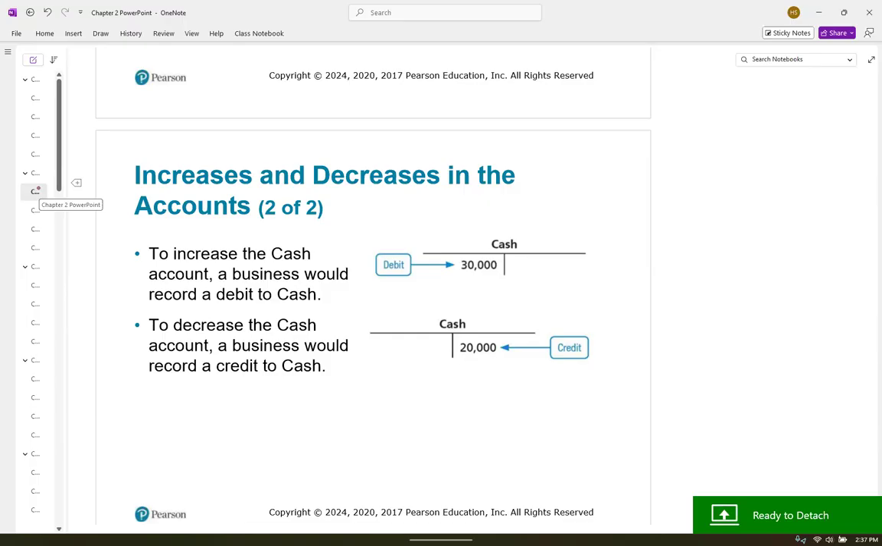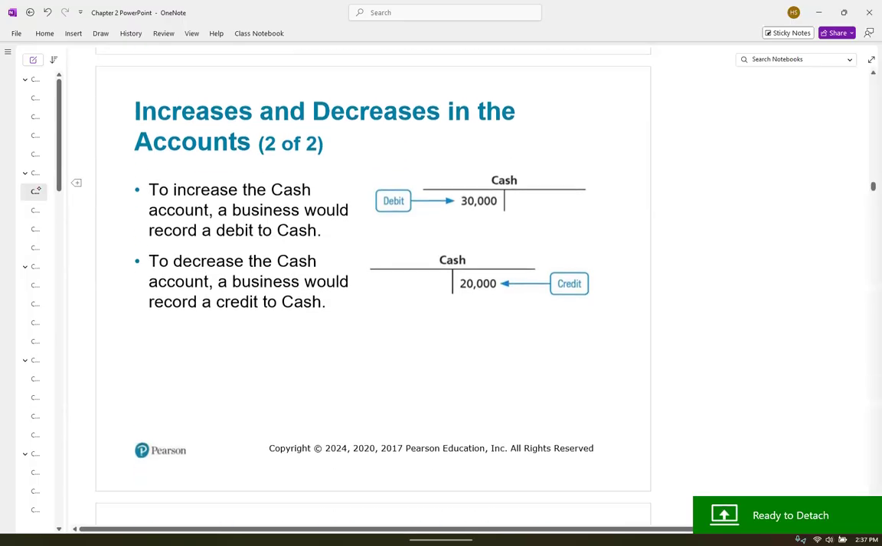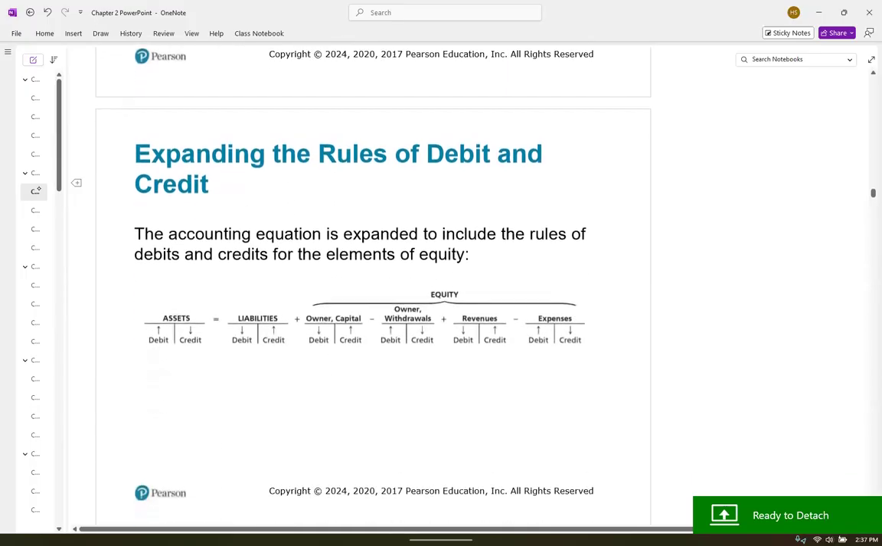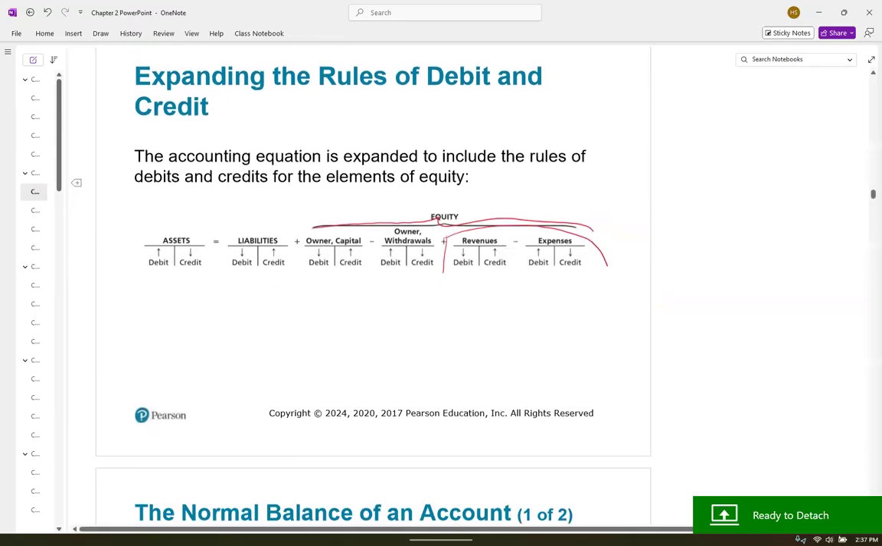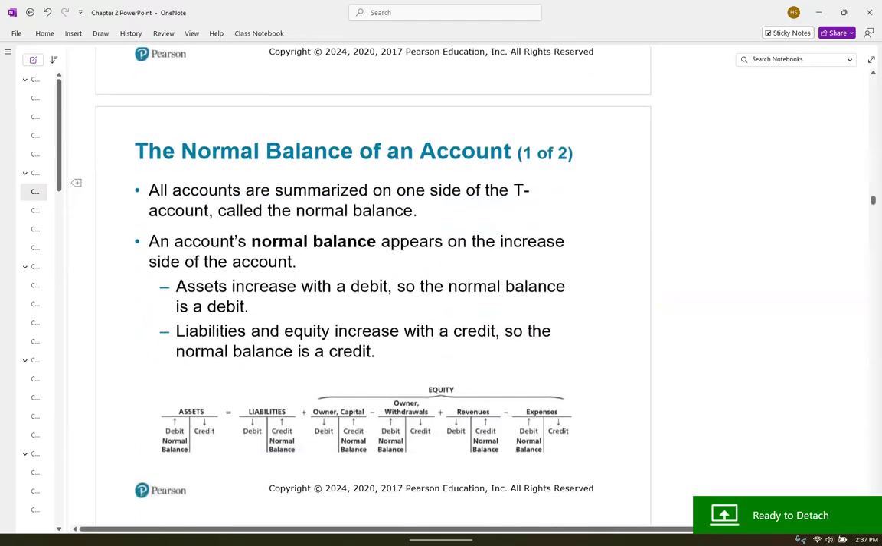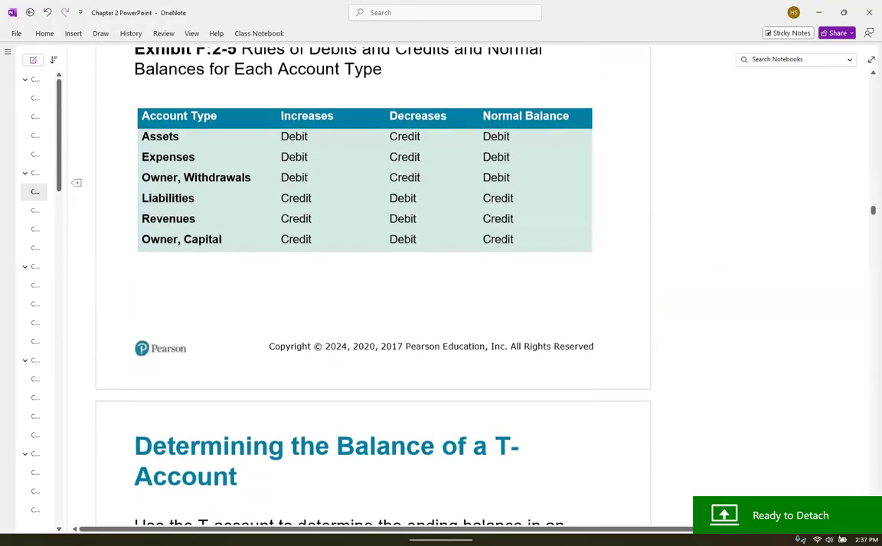If I was decreasing the cash, then crediting the cash is what we would do. I've already expanded this. I've already done this on the previous page where all the accounts, and you can see this equity umbrella that all of these fall underneath. But remember, revenues and expenses have their own financial statements, so they stay separate from the rest of the equity accounts. I've already talked about normal balances.